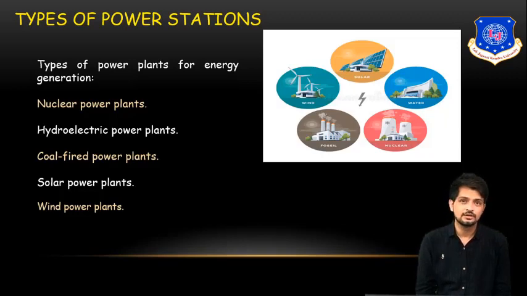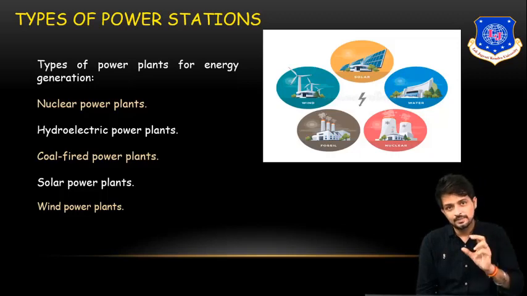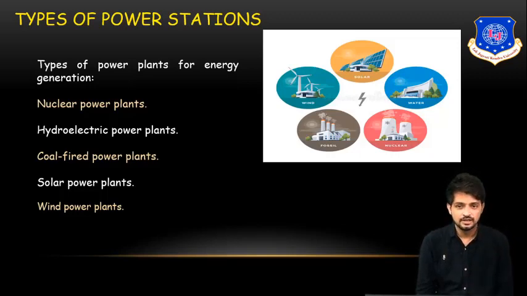If we talk about the nuclear power plants, in nuclear power plants we are using uranium as a fuel. Uranium is one type of radioactive element and we are using it as a fuel, and with the help of the nuclear fission we are generating the heat energy, and that heat energy is used to convert water into steam. Then steam is used to rotate the turbine, and the mechanical energy generated from the turbine is given to the alternator, and that alternator will convert the mechanical energy into electrical energy. So this is the fundamental of nuclear power plant.